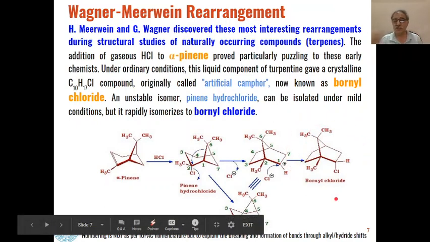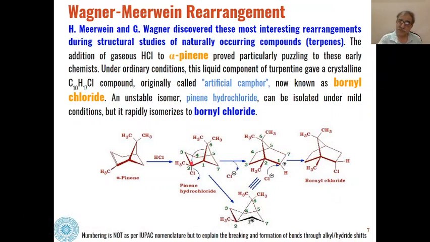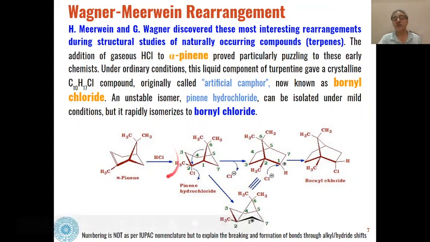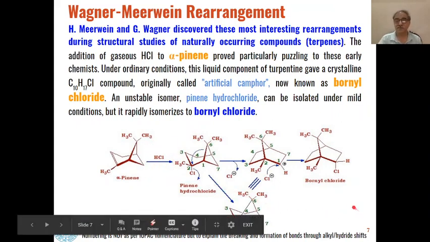So basically you can see that migration of this methylene group, so an alkyl group, has taken place. Because of this, it is known as Wagner-Meerwein rearrangement. So this is how alpha-pinene can be converted into bornyl chloride through Wagner-Meerwein rearrangement when the reaction is done under ST condition, and the acid used here is HCl.